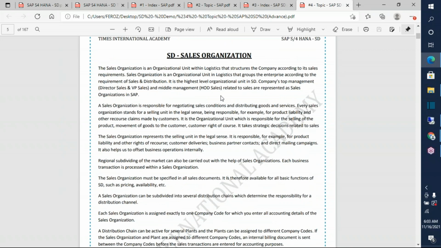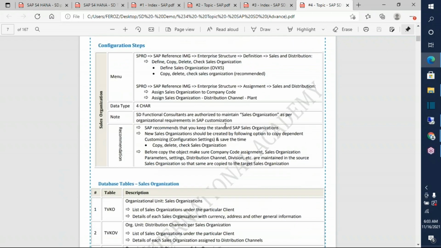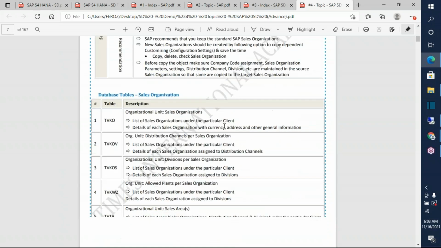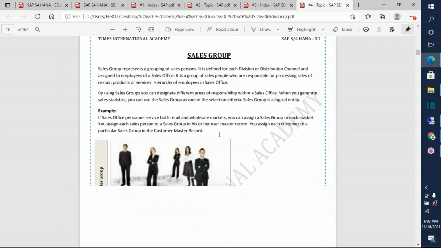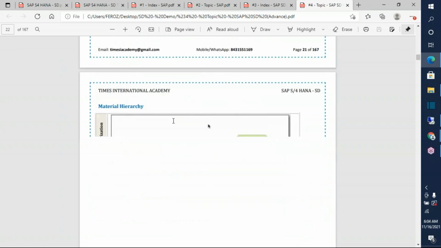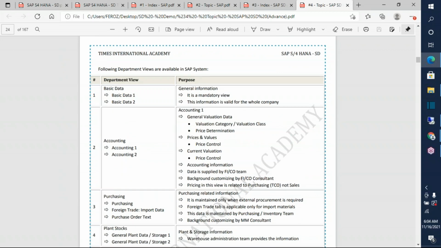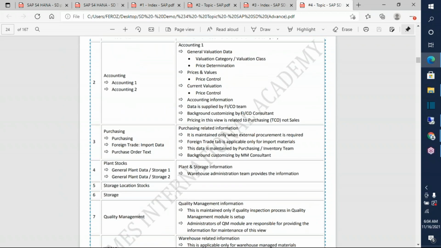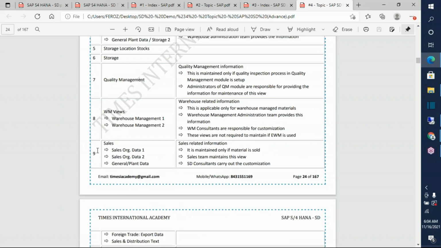For example, what is sales organization from the SD point of view, and its functions, the configurations carried out related to sales organization, database tables related to it. Not only this, wherever transactions are required, the most commonly used transactions, all details are included. For example, material master. What is material master? Then department views in the material master, so different departments, and who is responsible for maintaining these views. For example, there are views related to accounting, purchasing, sales, warehouse, and so on. From the SD point of view, the sales department is responsible for maintaining the business information related to sales.